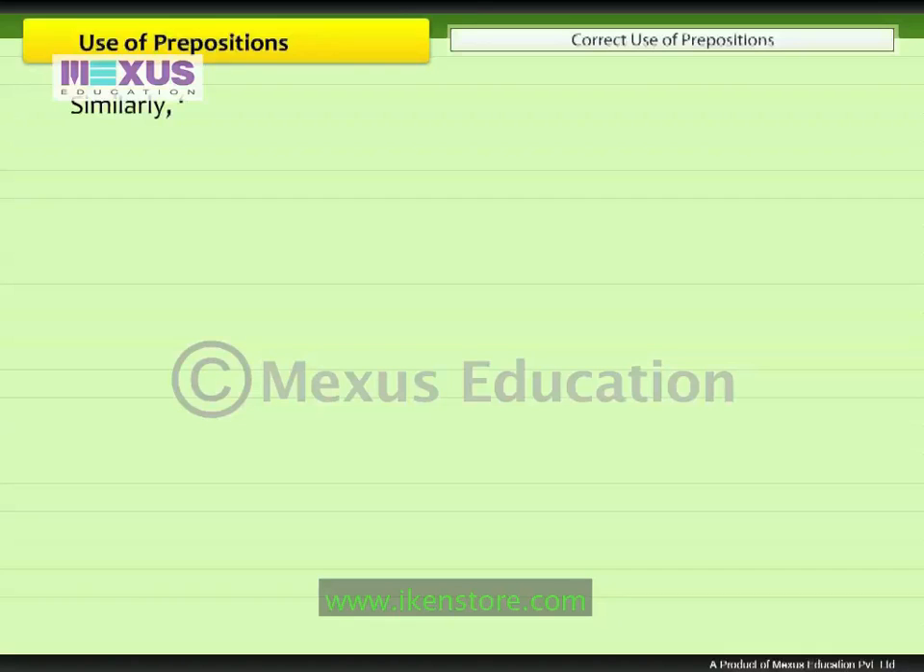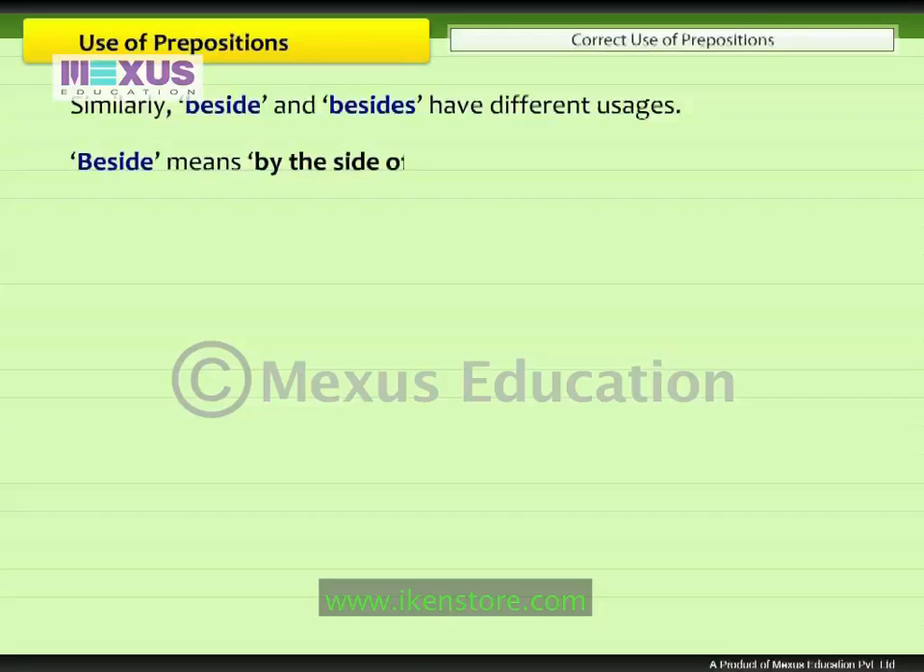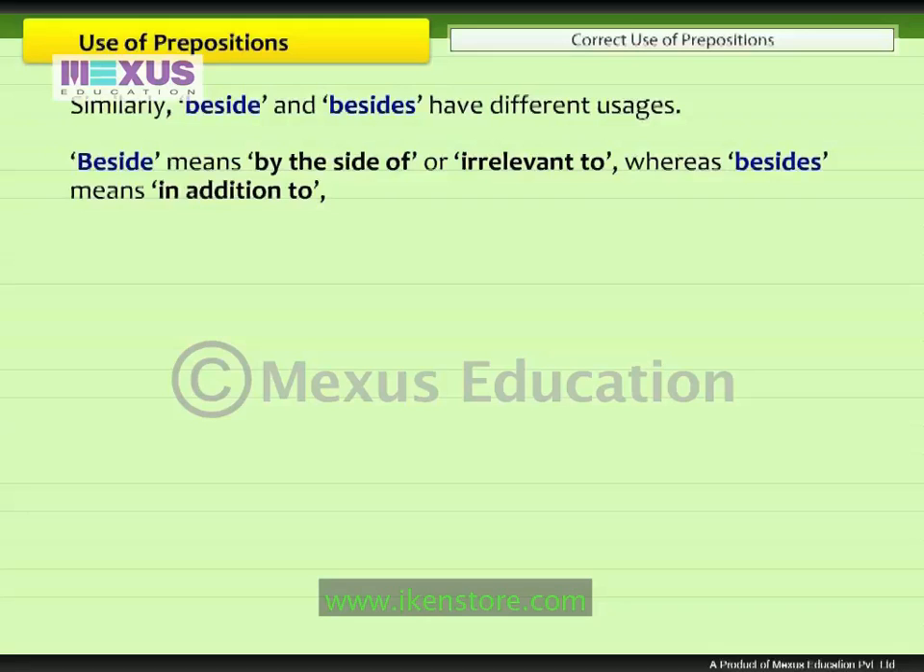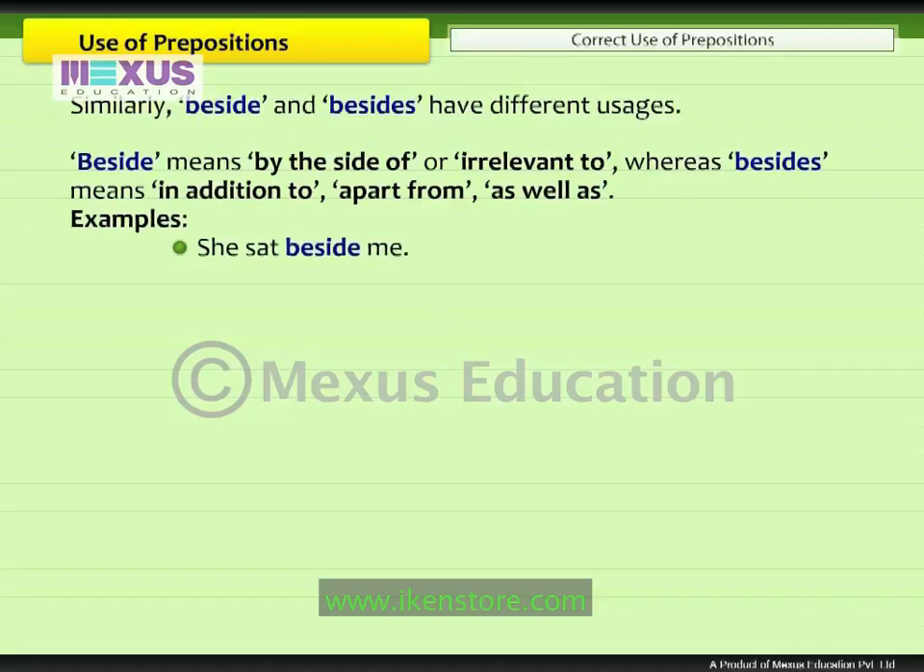Similarly, beside and besides have different usages. Beside means by the side of or irrelevant to, whereas besides means in addition to, apart from, as well as. For example, she sat beside me means she sat by the side of me. This is beside the point shows that whatever is happening is irrelevant to the point.